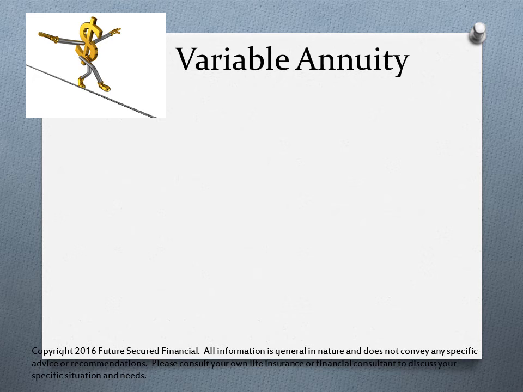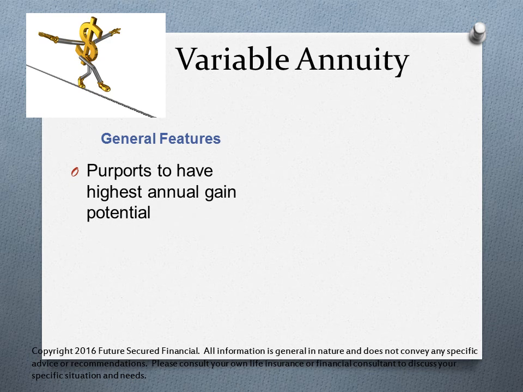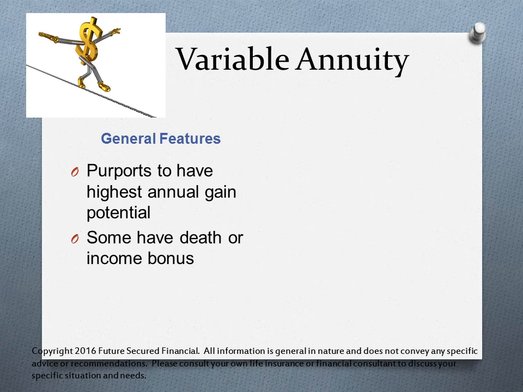Variable annuities. Talk about the tightrope walk of the century. All right, what are the features? They purport to have the highest annual gains. Well, that's only because they say that they have nothing in the way between them and the market. All right, I'm going to go with that because that's what they say. Some have a death or an income bonus. That's usually as a hook to try to get you to keep the product. And that's about all I can say about features.